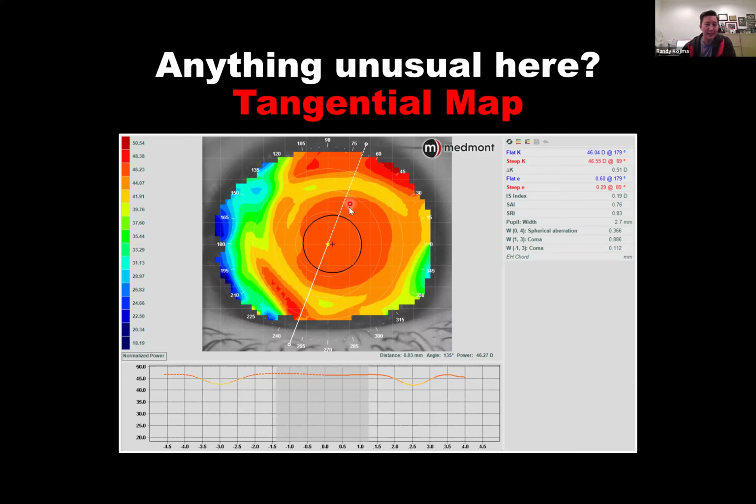If we take this axis line again and cut it through this part of the eye, notice these little dips, and they're just so perfect. The eye is spherical, then it dips down, then it's spherical, then it dips down again. Not normal eye shape.